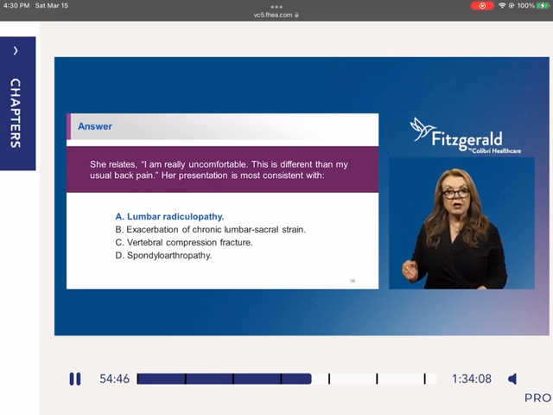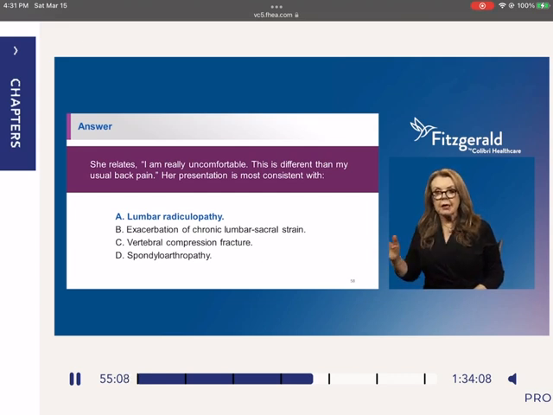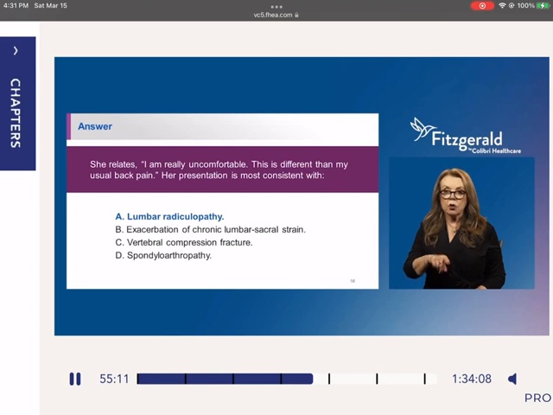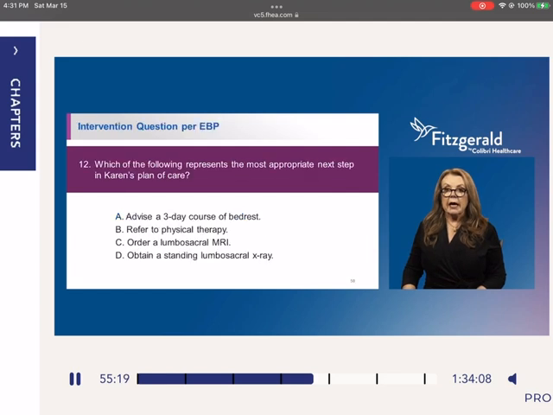C, vertebral compression fracture: there's no trauma history. She's a younger woman. Do I appreciate that 88-year-olds could get a vertebral compression fracture without a history of trauma? Absolutely. She's not 88, she's 48. Spondyloarthropathy usually would be a more long-term scenario, not quick like this, just 2 weeks. The other part is you would likely have other findings with option D. And what we're going to do now is intervention based on evidence-based practice.